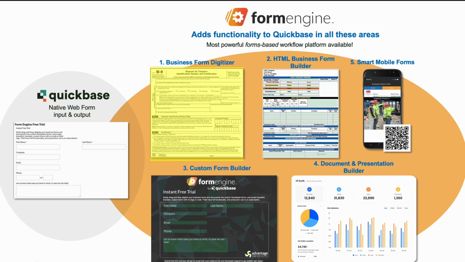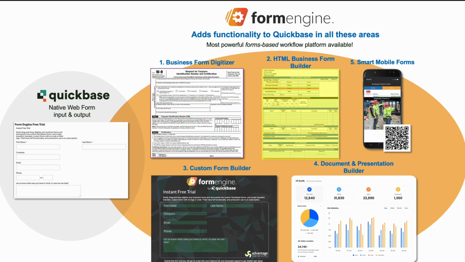Number 1, the Business Form Digitizer lets you digitize fixed format forms like government forms that you have in PDF, Word, or image files and import them to make them working QuickBase forms with e-signatures. QuickBase Web Forms on the left are for data entry. Form engine forms eliminate data entry by making your real business forms of all kinds into QuickBase forms.